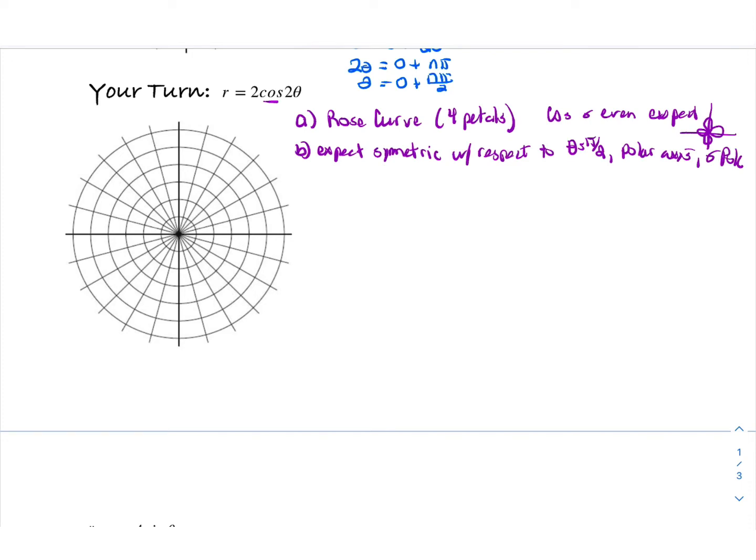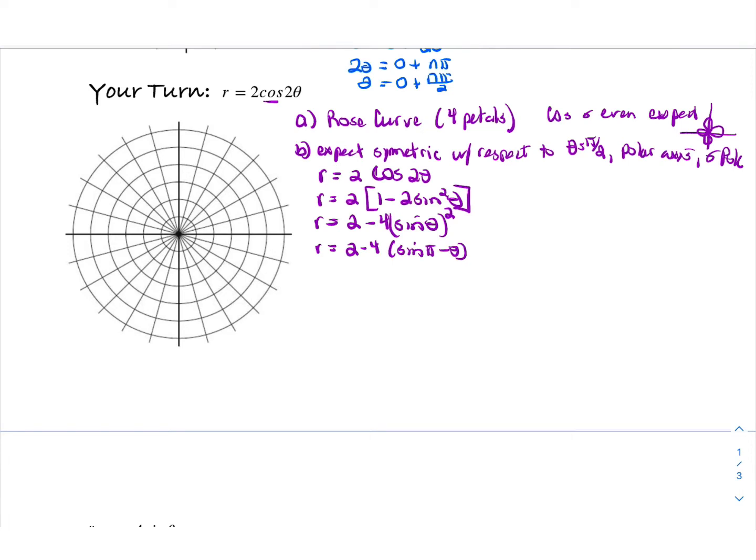To test if it's symmetric with respect to the line theta equals pi over 2, before we can substitute in pi minus theta, I need to rewrite cosine of 2 theta using my double angle formula. I'm going to choose to use 1 minus 2 sine squared theta. You can choose any of the double angle formulas for cosine. Now for testing if it's symmetric with respect to the line theta equals pi over 2, I'm going to replace every theta with pi minus theta and simplify down using my difference formula.